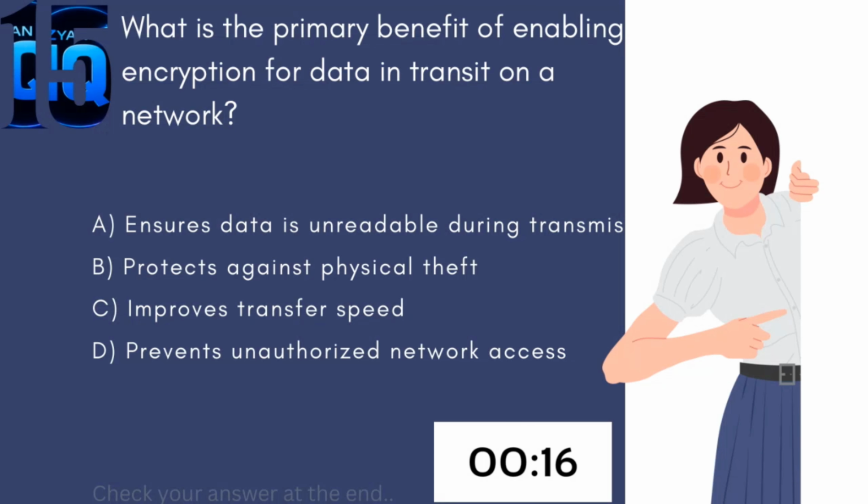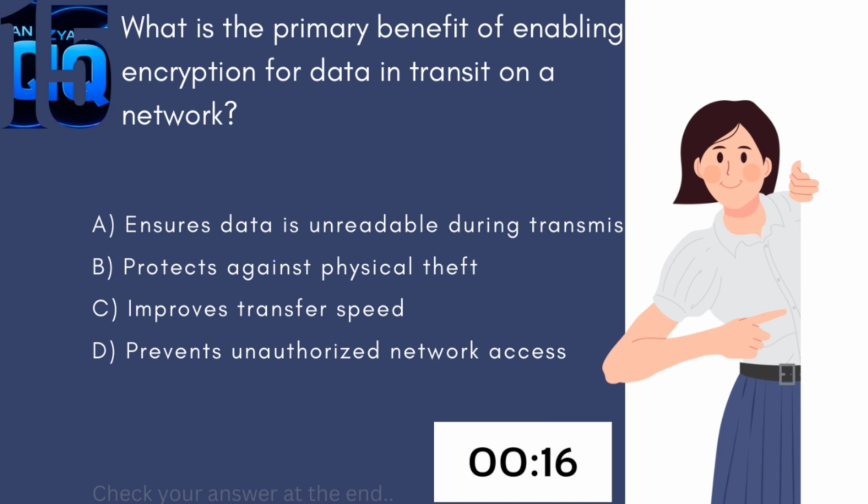Now, let's take a moment to check your answer at the end of this question. The question asks, what is the primary benefit of enabling encryption for data in transit on a network? The options are A, ensures data is unreadable during transmission, B, protects against physical theft, C, improves transfer speed, and D, prevents unauthorized network access.